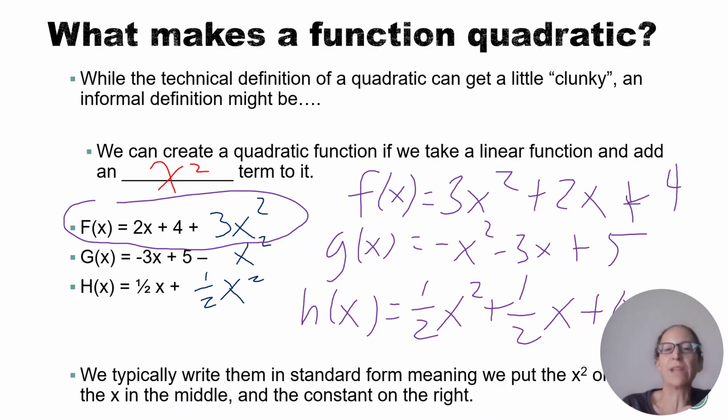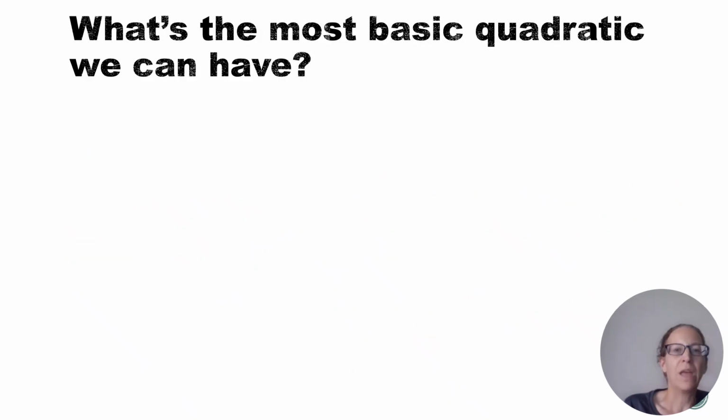Those are the main forms that we'll write it in. But if you've got the different terms listed out as a sum or difference, we would typically write it in standard form. So the x squared on the left, the x in the middle, and the constant on the end. If you don't see one of these, you can assume it is 0. Okay, so if you don't see an x term, you would assume it's 0x. But if you don't have an x squared term, then you don't have a quadratic. Okay, so you've got to have that x squared term.